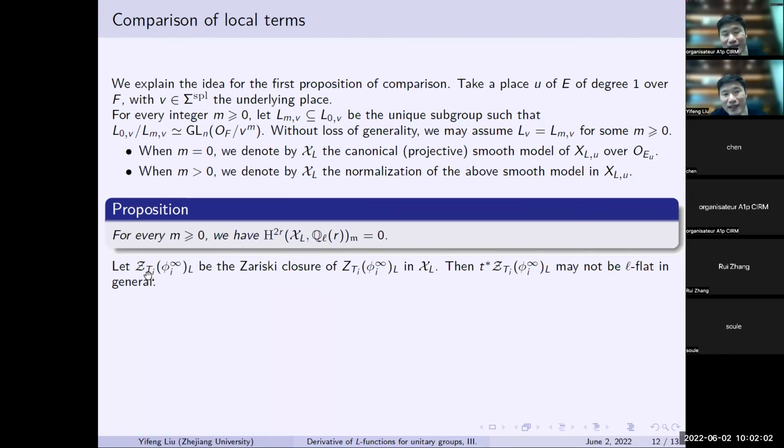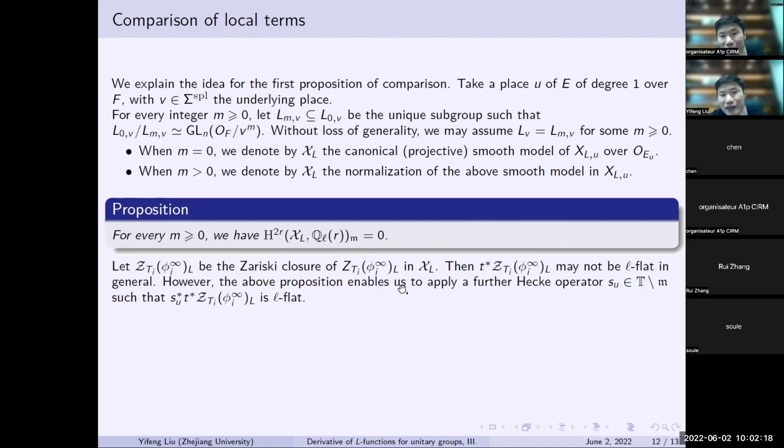Now let the curly C just be the naive Zariski closure of C_TI in X_L. Then this T_R pushforward may not be L-flat in general. However, due to this proposition, you can further apply a Hecke operator S_U that is not in m, such that S_U upper star, T_R upper star of the Zariski closure is L-flat. And then to compute the height, you just take an intersection.